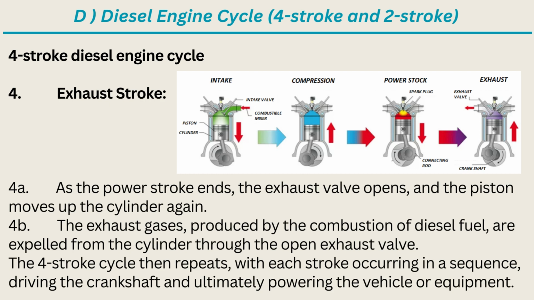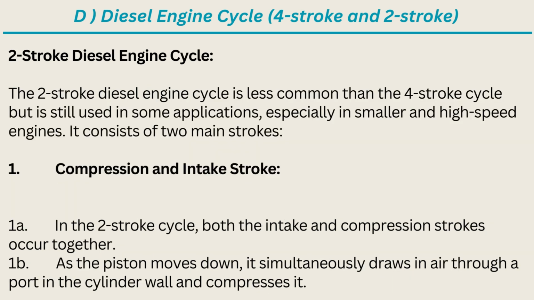4. Exhaust stroke. 4A. As the power stroke ends, the exhaust valve opens, and the piston moves up the cylinder again. 4B. The exhaust gases, produced by the combustion of diesel fuel, are expelled from the cylinder through the open exhaust valve. The 4-stroke cycle then repeats, with each stroke occurring in sequence, driving the crankshaft and ultimately powering the vehicle or equipment.